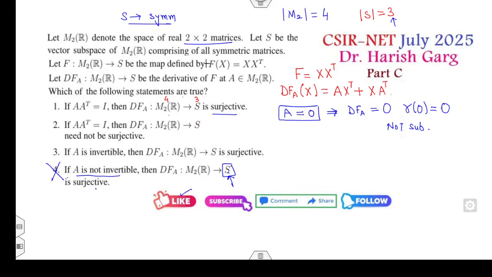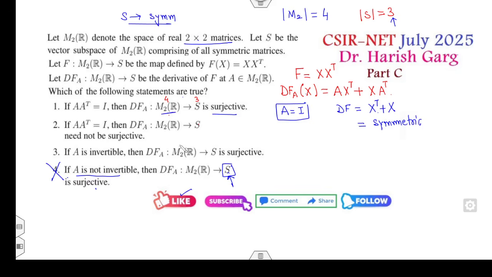फाइन. नाउ A is invertible. You can choose any invertible matrix, say I. Fine. Then what is the matrix of the DF? A is equal to I, then it is X transpose plus X, which will always be a symmetric matrix for any matrix X, X belongs to M2R. Fine. Then X plus X transpose is always a symmetric matrix. So yes, it is a surjective map.